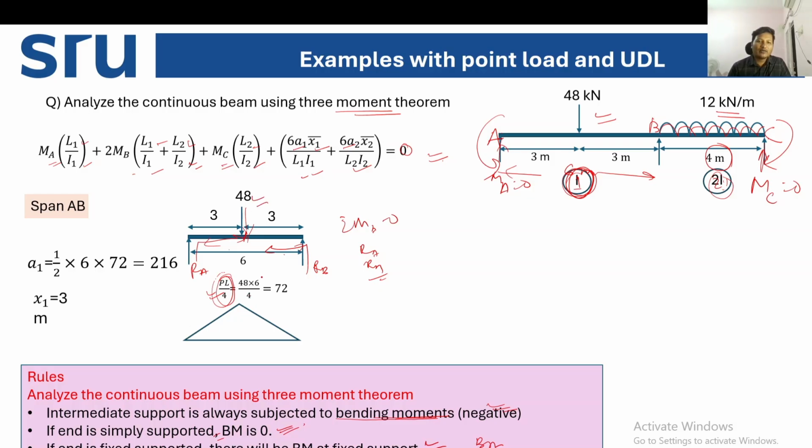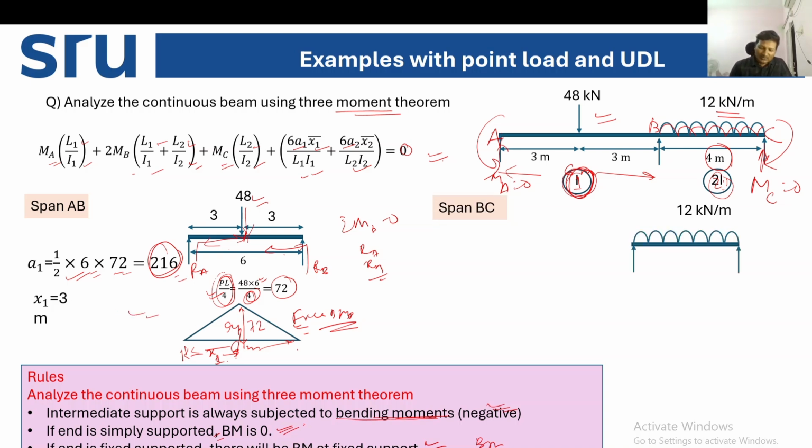What is P? 48. What is L? 6 meter. And 4 is in the formula. So in total we are getting 72, so this height is 72, and the length is 6 meter. We need to find the area of this free bending moment diagram. The formula is half into base into height, so 216 is the area A1. And what is x1? X1 is the distance from the centroid to the left support, so x1 is 3 meter.